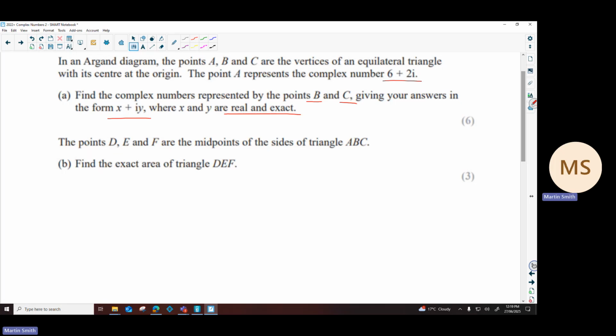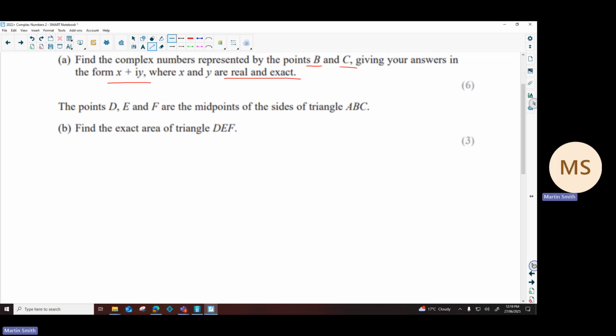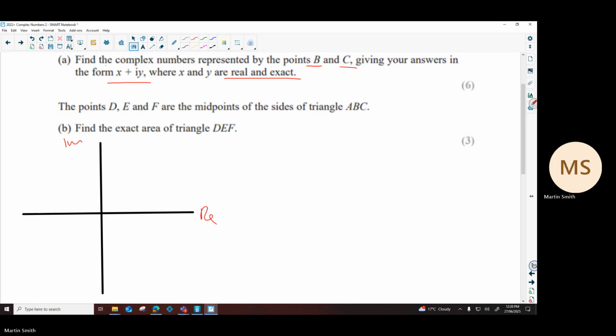Okay, so maybe I'll try to draw a little bit of a picture to help me with this, and then we'll work out how we can do it. It's a geometrical problem. It mentions an equilateral triangle. Drawing a diagram to help you illustrate this will be highly desirable. So here's my attempt at part A. I'm going to draw an Argand diagram. These are my real and imaginary parts, my x-axis, real and imaginary. A is the point 6 plus 2i, so that means A is somewhere around about here.